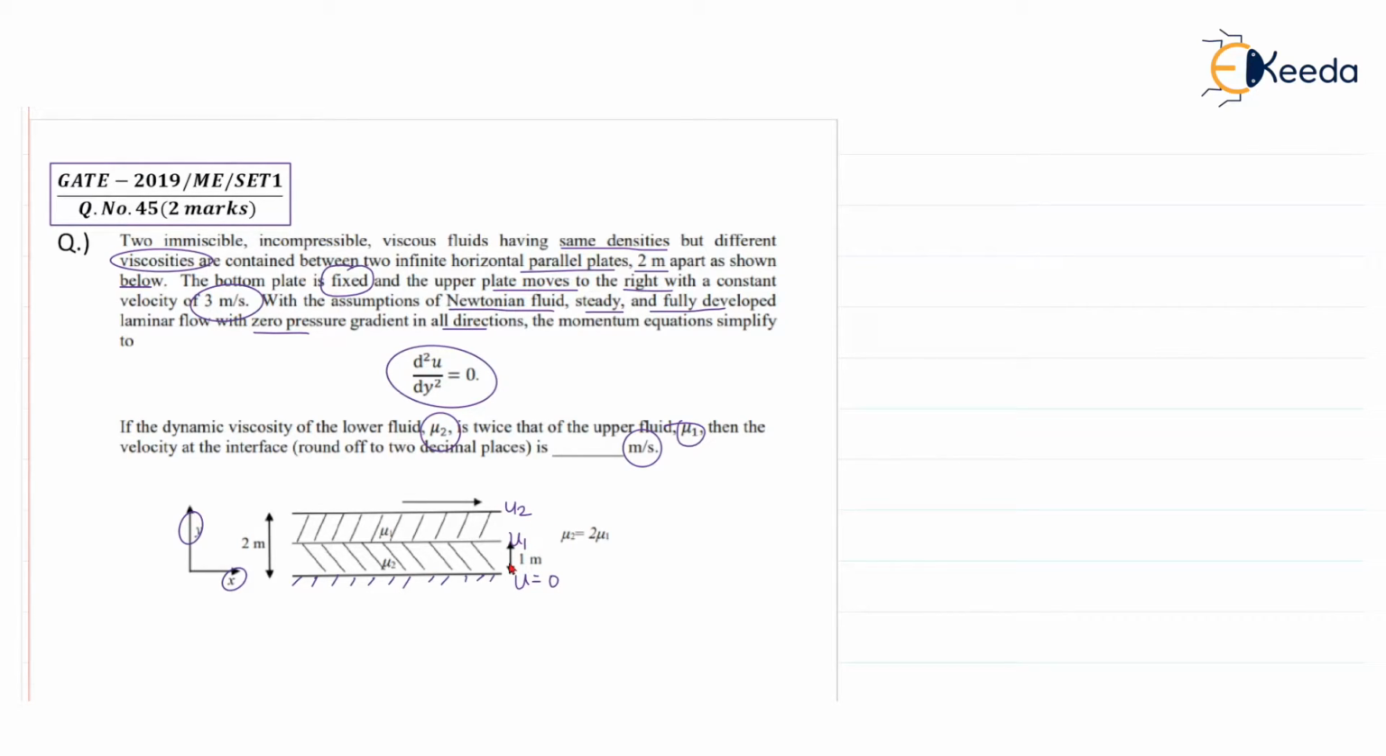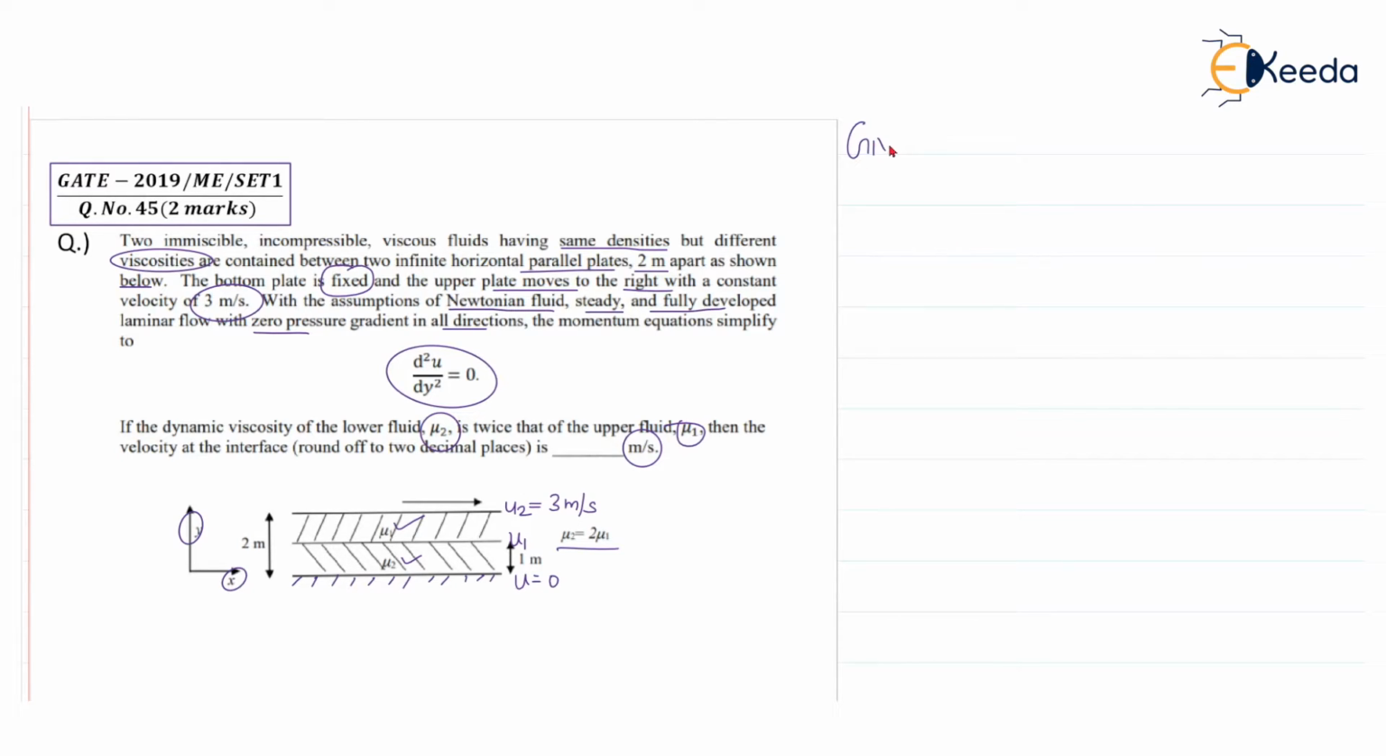u2 is the velocity of the upper plate and it is given that the upper plate moves to the right with a constant velocity of 3 meter per second. This is given in the question. Mu2 is equal to twice mu1. This is also given data. And mu1 is the viscosity between the upper plate and the interface, and mu2 is for the bottom plate and the interface. Now the question is we have to find the velocity at the interface.